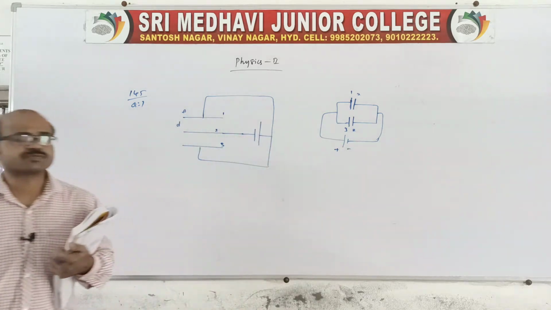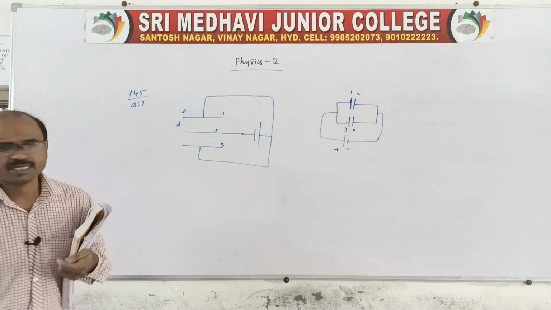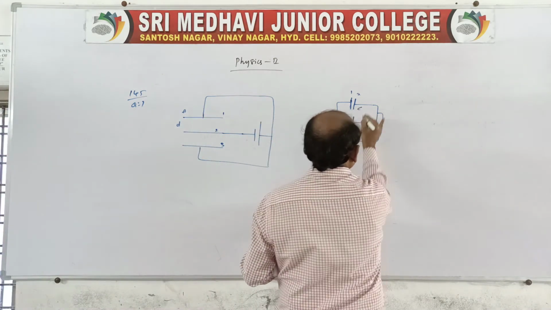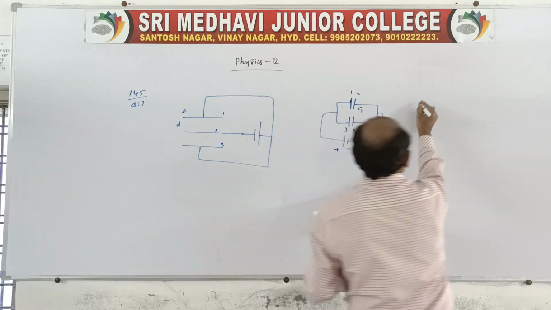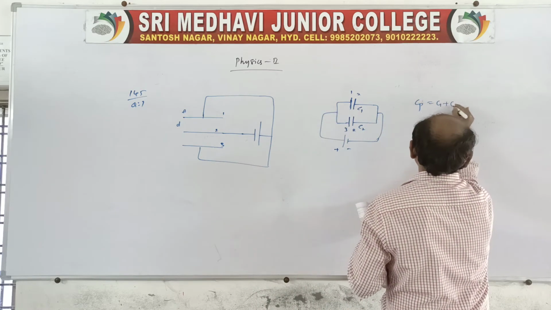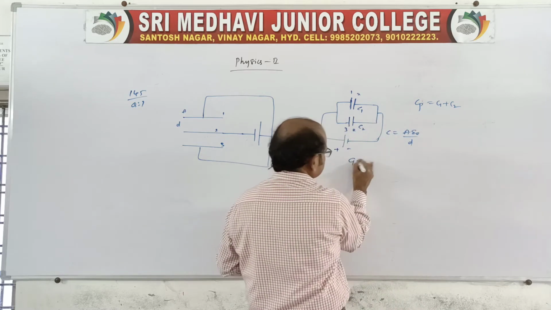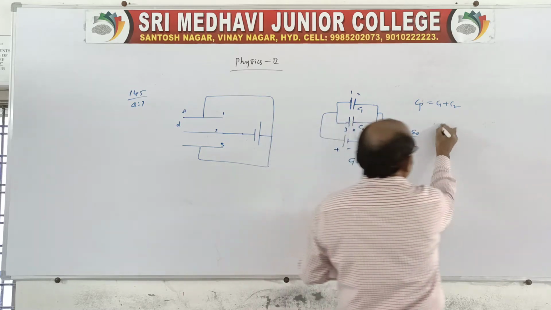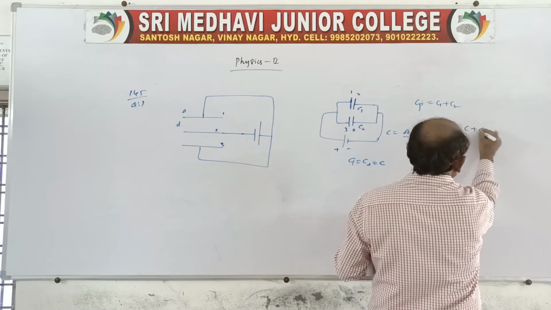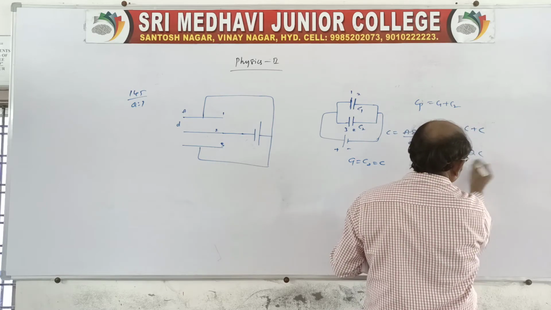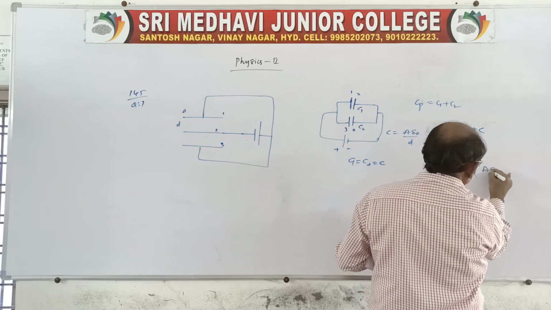Now this combination we can call a parallel combination, right? In a parallel combination with C1 and C2, the effective capacitance will be C1 plus C2. But C is equal to A epsilon naught by D. Suppose C1 is equal to C2 is equal to C. Therefore Cp is equal to C plus C, so Cp is equal to 2C, that is 2 into A epsilon naught by D.